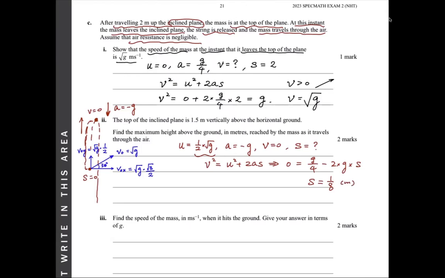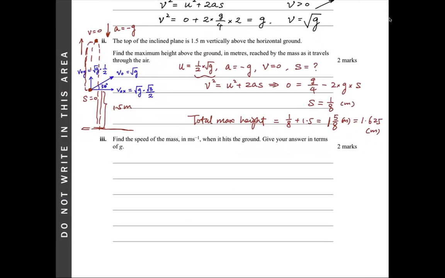But remember, this is not yet the maximum height. We have to consider the altitude we already gained at the point of release. This is 1.5 meters, okay? So the total height relative to the ground is 1/8 plus 1.5, which is 1 5/8 meters. Let's not write it as a mixed fraction. This is 1.625 meters, okay?